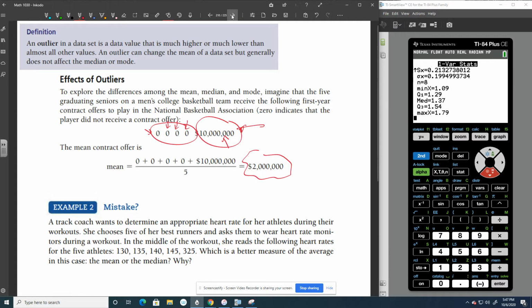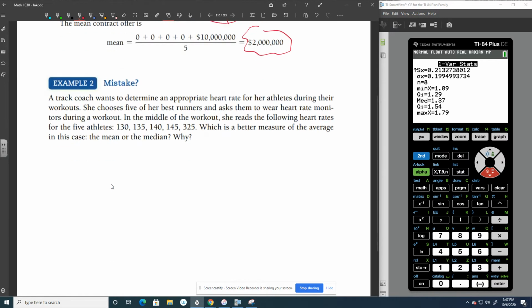Okay. Another example of this would be right here on number 2. A track coach wants to determine an appropriate heart rate for her athletes during workouts. So she takes 5 runners and they wear a heart monitor. In the middle of the workout, she reads their following heart rates: 130, 135, 140, 145. Those all seem pretty reasonable, but then you have this 325 that is just way out there compared to the others.